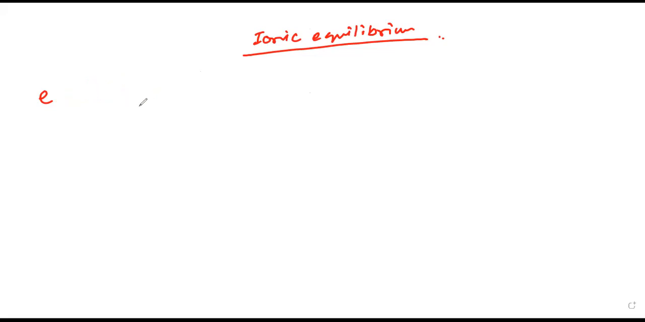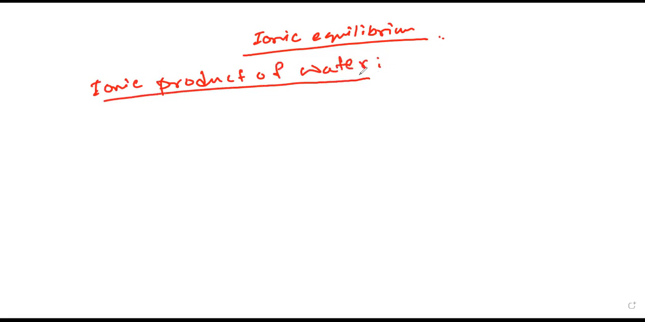Now, coming back to ionic equilibrium, the first key term we will be explaining is the ionic product of water. Water itself is a very weak electrolyte. Why? Because water is a polar compound. It undergoes partial ionization. It does not dissociate completely, rather it dissociates partially.